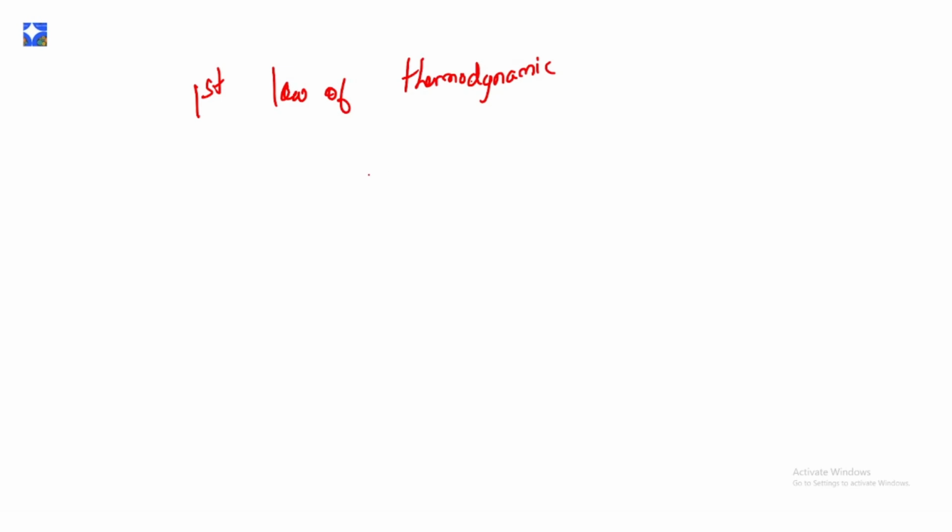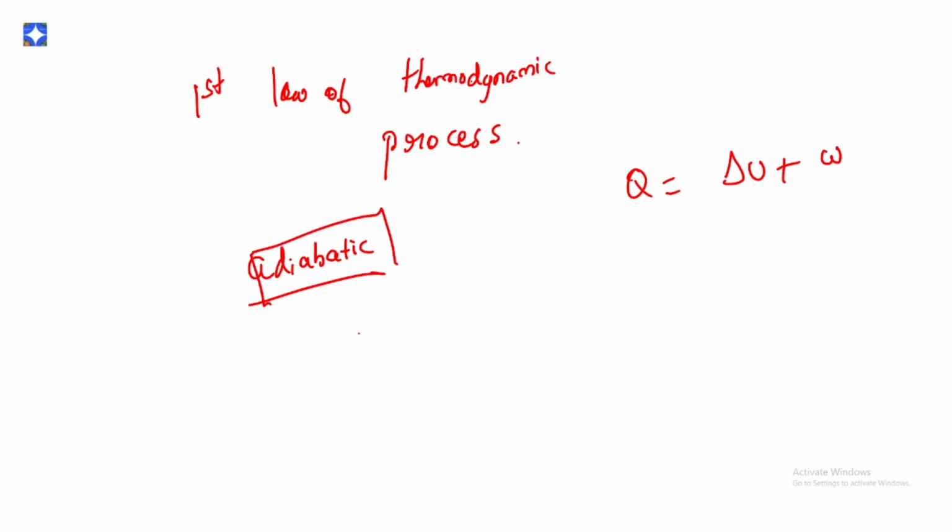So according to the first law of thermodynamics, for any process, we can say that Q is equal to delta U plus W, right? Since it is said in this question that it is an adiabatic process, and adiabatic means it is perfectly insulated, which means the heat transfer is going to be zero. So my work done W will be equal to minus delta U.